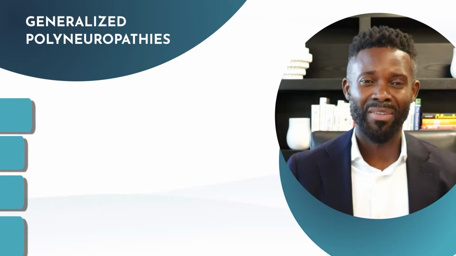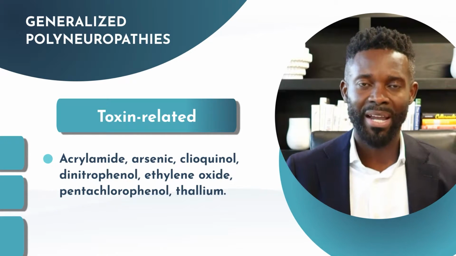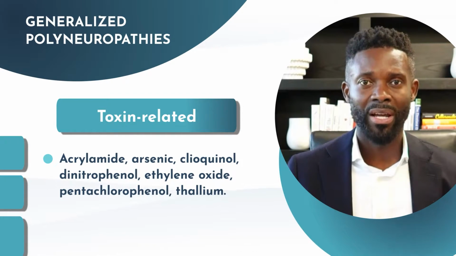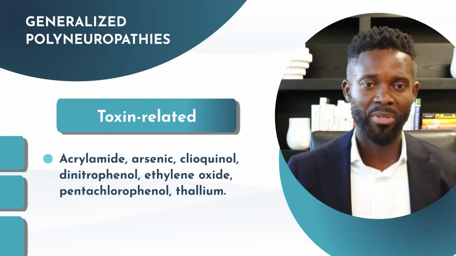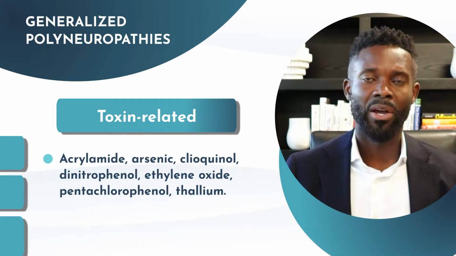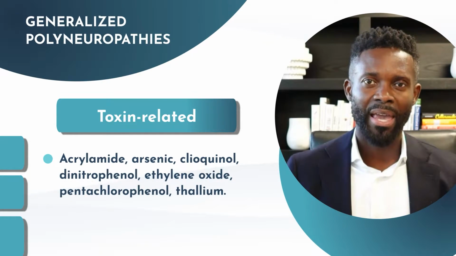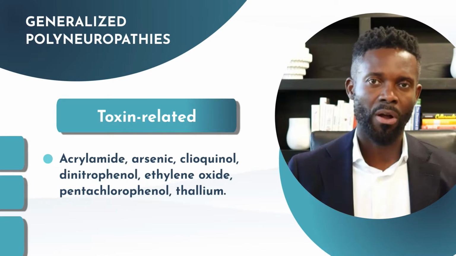And then we also have specific toxins that are actually present in our environment. So we have acrylamide. This is something that happens when we use oil and fry food. That could be something that we see. Arsenic can affect the nerves. Ethylene oxide can also affect the nerves. So these are the generalized polyneuropathies and the underlying causes of those.